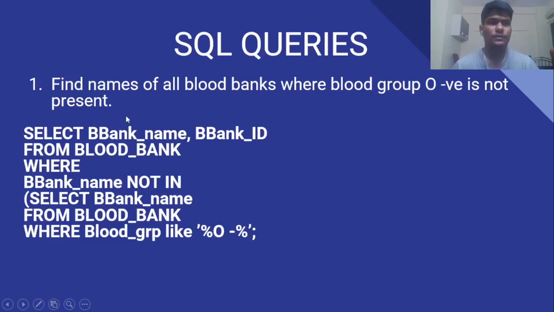The first query says find names of all blood banks where blood group O negative is not present. In the select clause we have written blood bank name, blood bank ID from the blood bank table, of course, where. Here we are selecting that blood bank's name which is not in this relation, and this relation gives the blood bank's names which contain the O negative blood group. Let's move on to the next query.